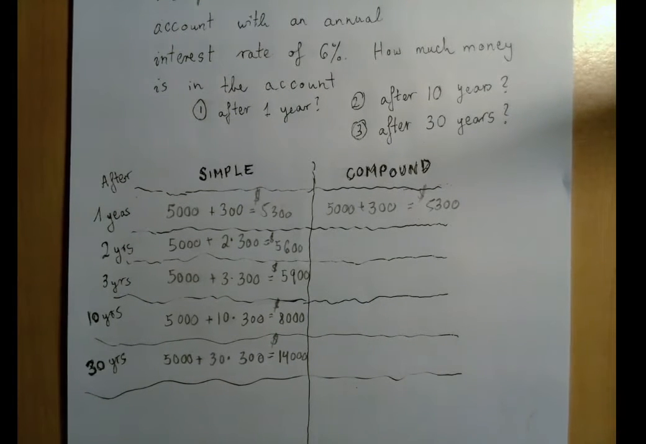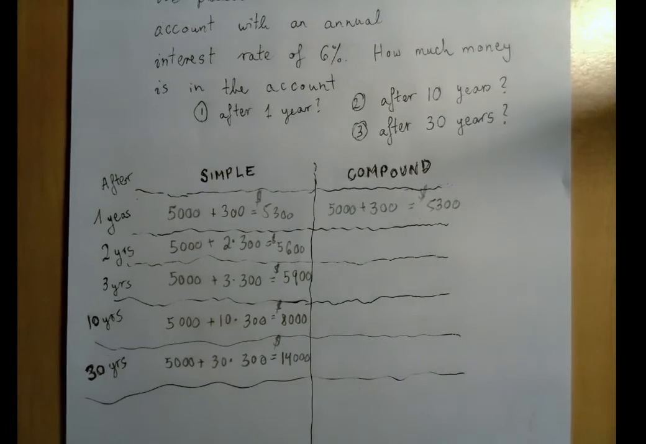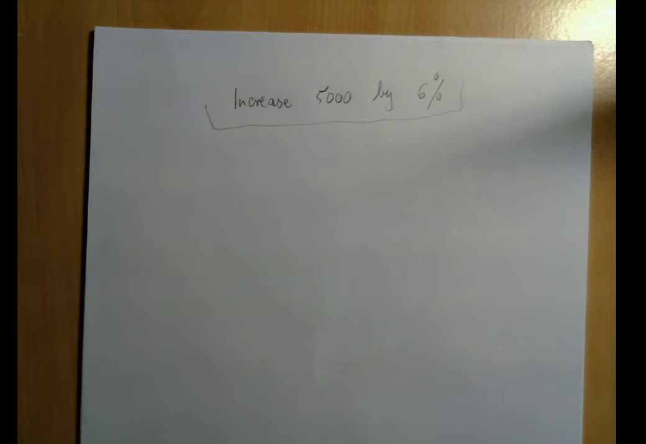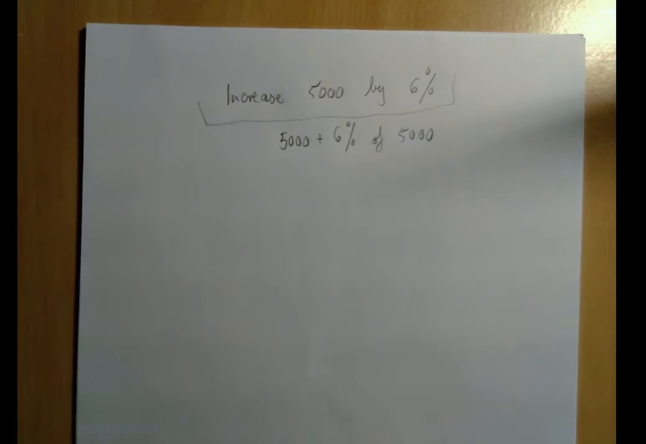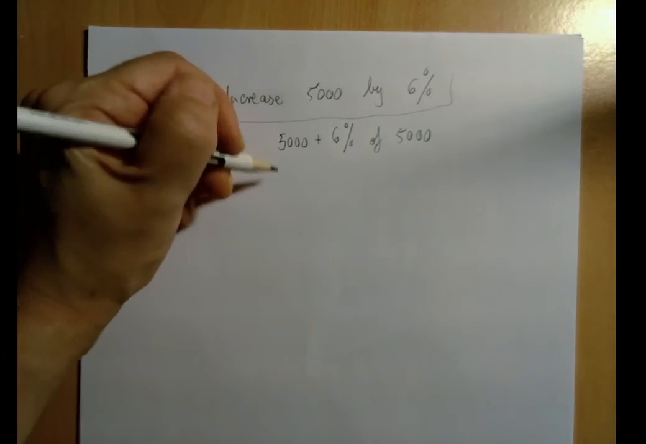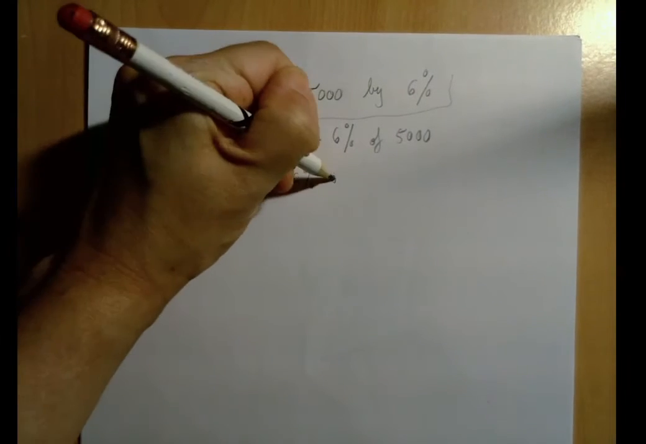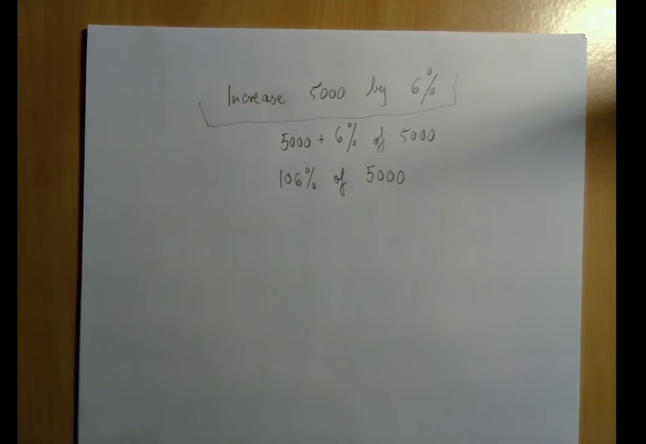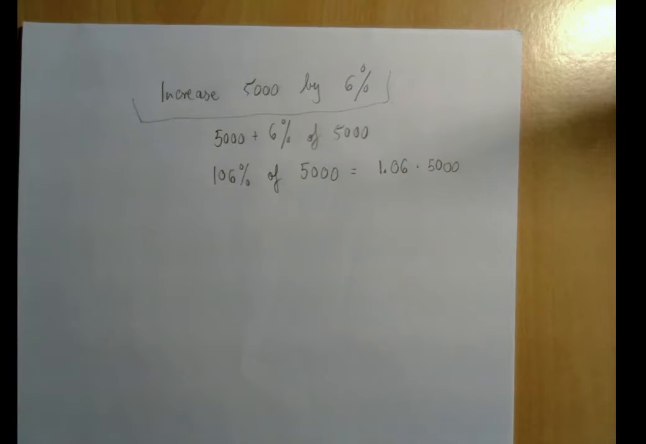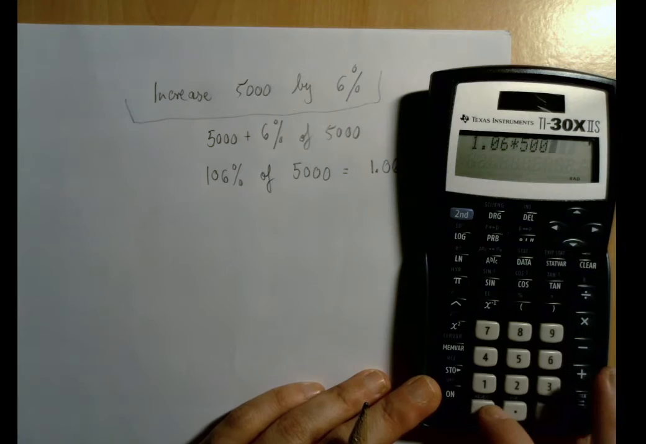Except there is a shortcut. Remember, we talked about that increasing 5,000 by 6% can be done by finding 6% of 5,000 and adding it to 5,000, as we just did. But there is a shortcut to it. We can cut to the chase and say, why don't we just compute right away 106% of 5,000? That would be 6% added to 5,000. 1.06 is 106% as a decimal, and we should get the same result, and we do.